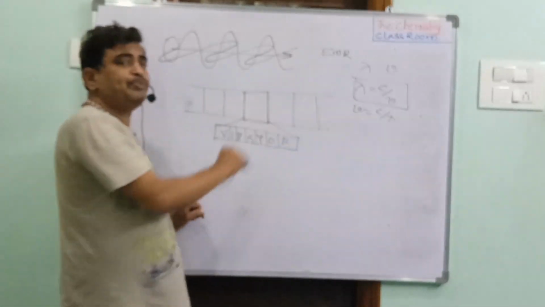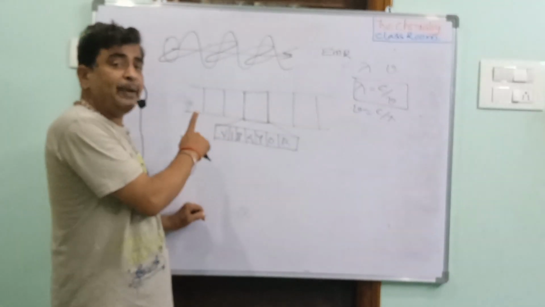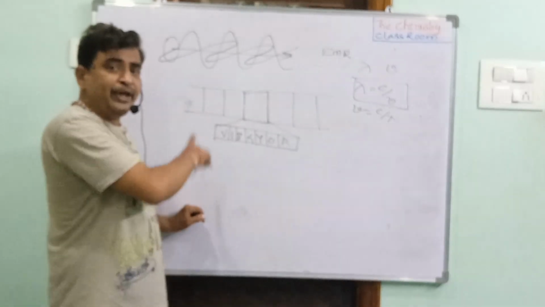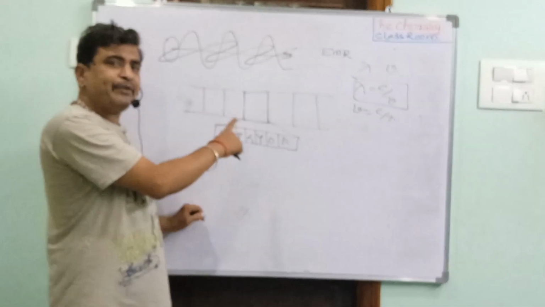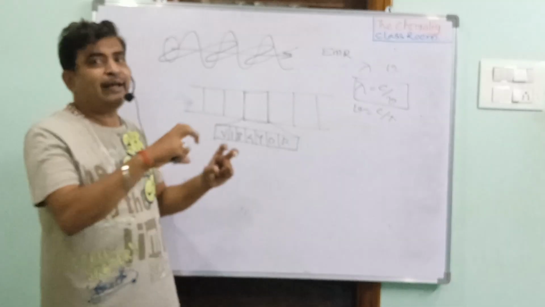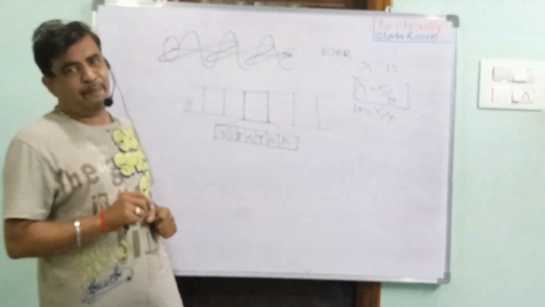So when you see this VIBGYOR, the colors are continuous. We are not getting any intervals between violet color and indigo color, between indigo and blue, or between blue and green. Like that, every color is continuous. That's why the spectra is called continuous spectra.